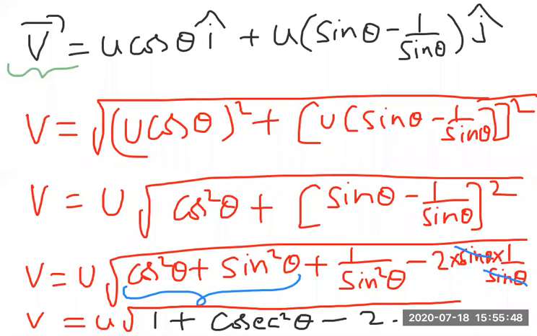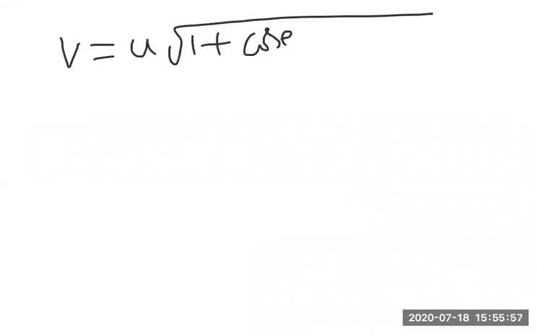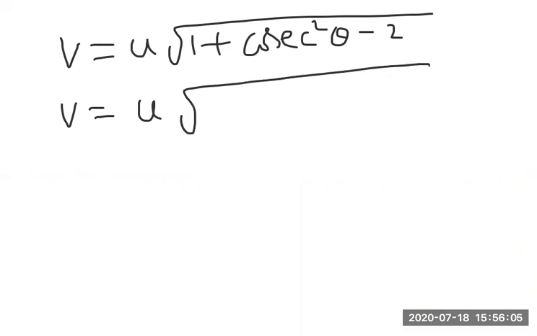So V is equal to, I got U into square root of 1 plus cosecant square theta minus 2. So I can write it as V is equal to U into square root of cosecant square theta minus 1, because observe here, this is 1, this is minus 2, 1 minus 2 means minus 1. Okay, this is the expression I got, fine.